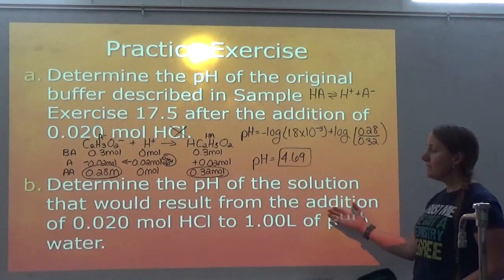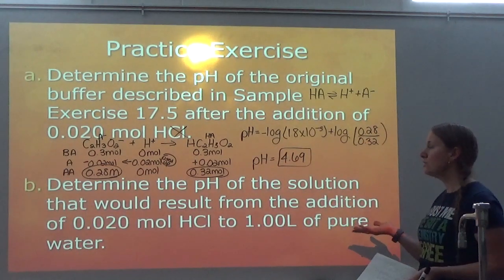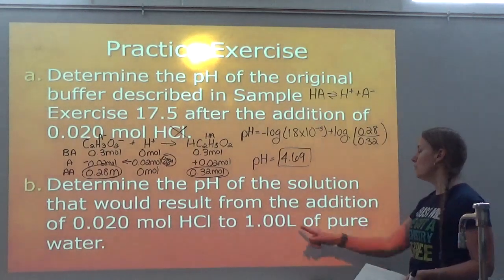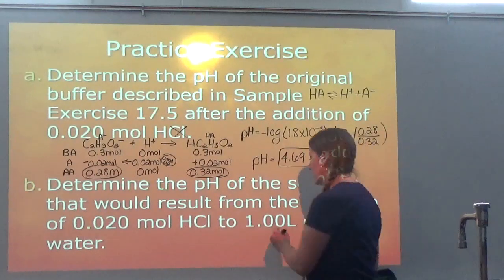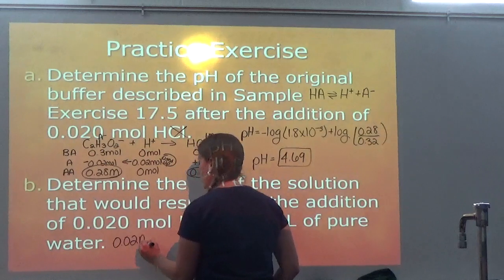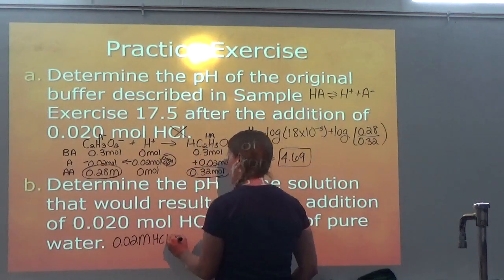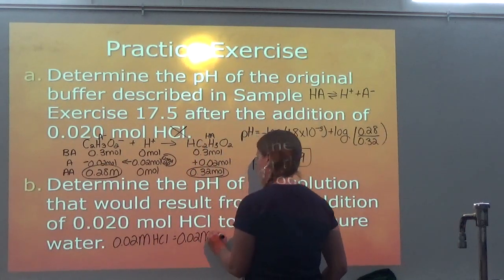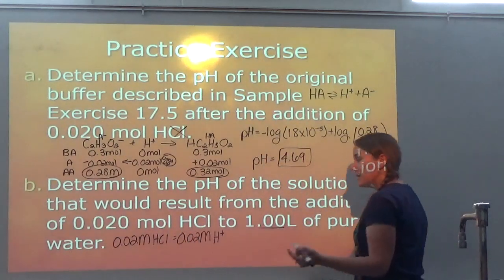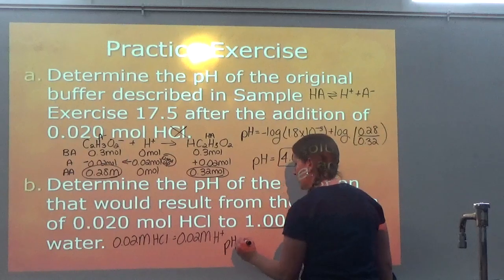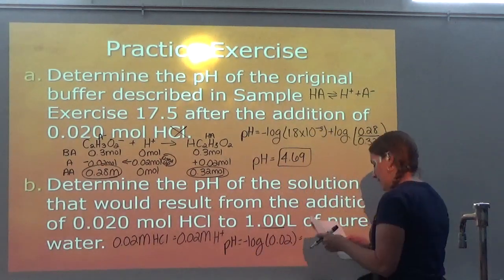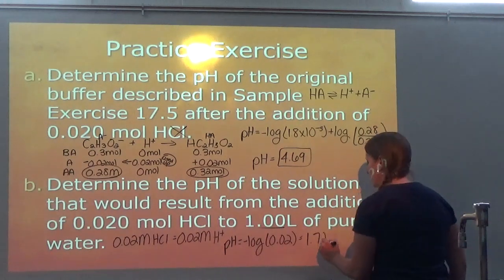Then part B, it says determine the pH of the solution that will result from the addition of 0.02 moles of HCl to 1 liter of pure water. So in other words, we're in 1 liter, so this is just molarity. So we have 0.02 molarity of HCl, which is going to be 0.02 molarity of H+. Remember, we have to make sure it's 1 to 1. Once I know H plus, I can get pH. pH is negative log of H plus, or 0.02, and so that gave me 1.70.